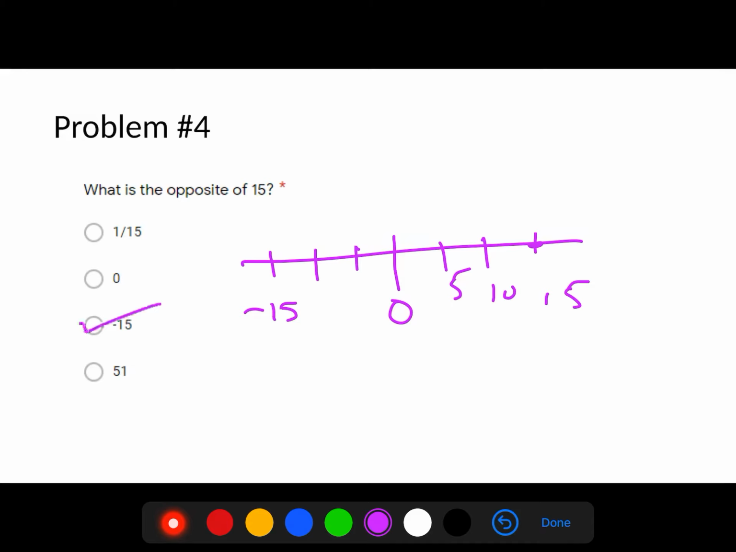That's 1 over 15, which is a fraction. That's not the opposite. 0 is not the opposite. And 51 is not the opposite.